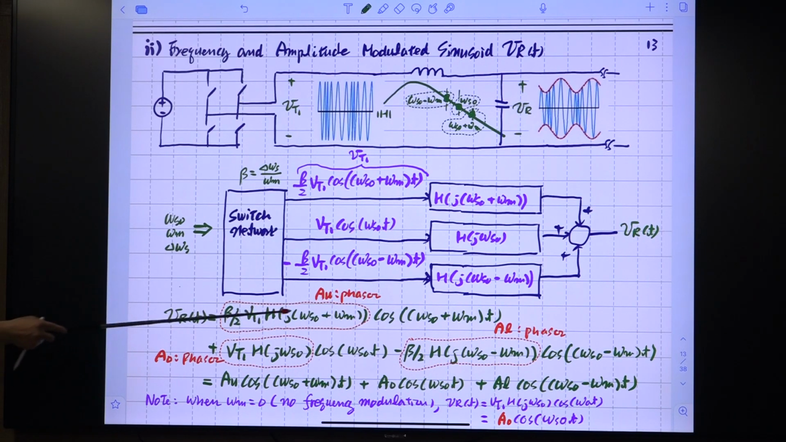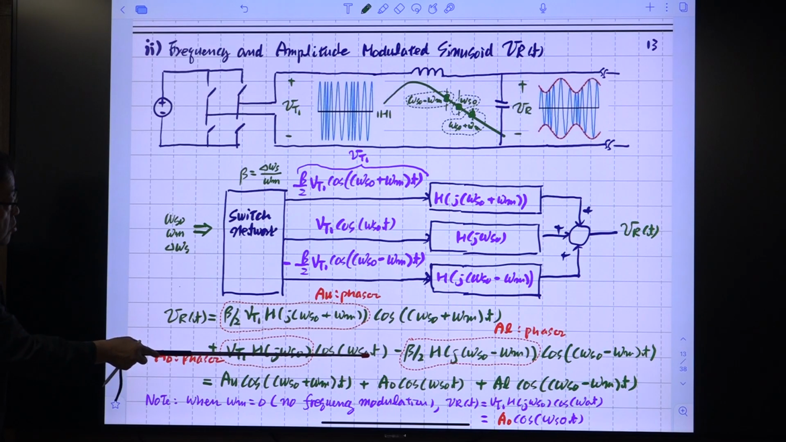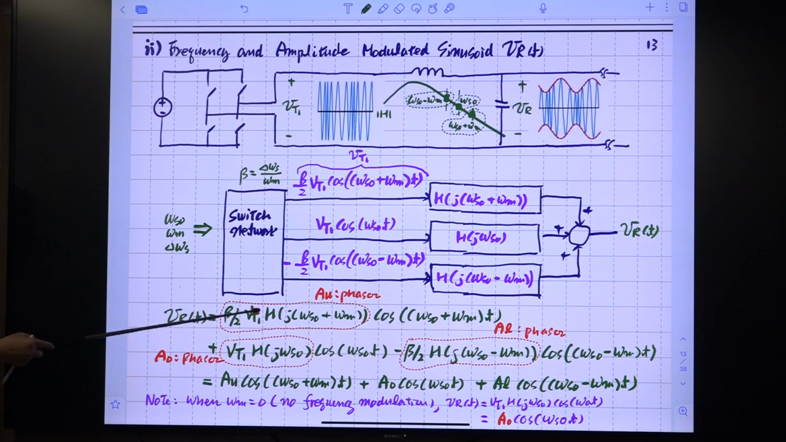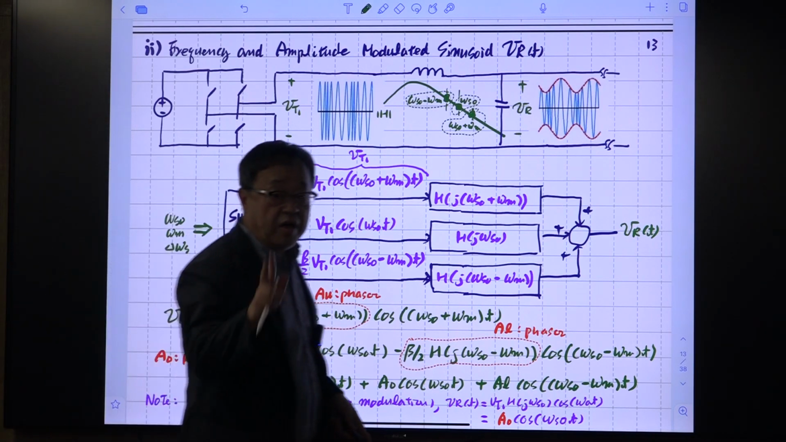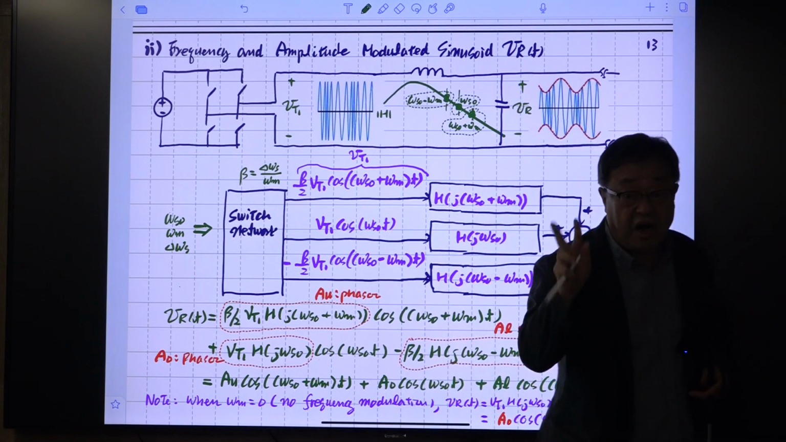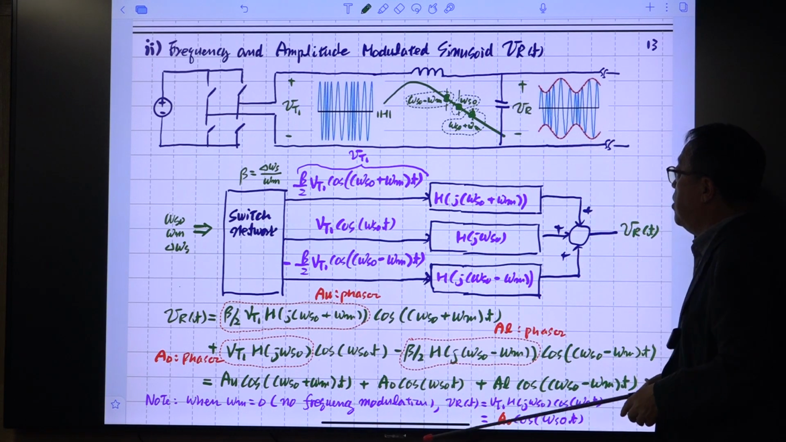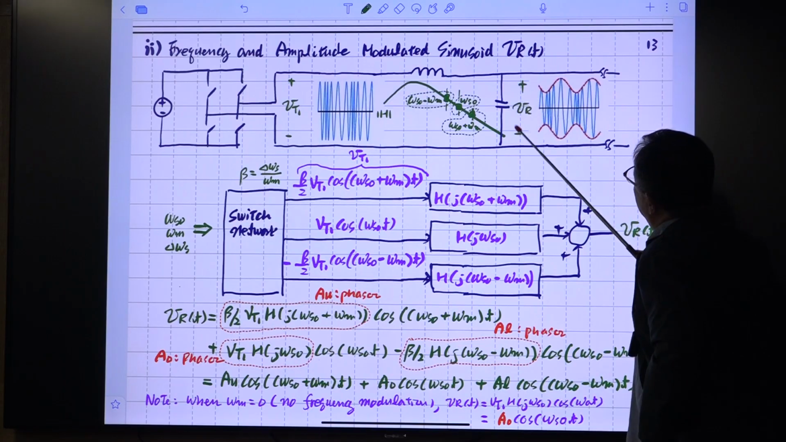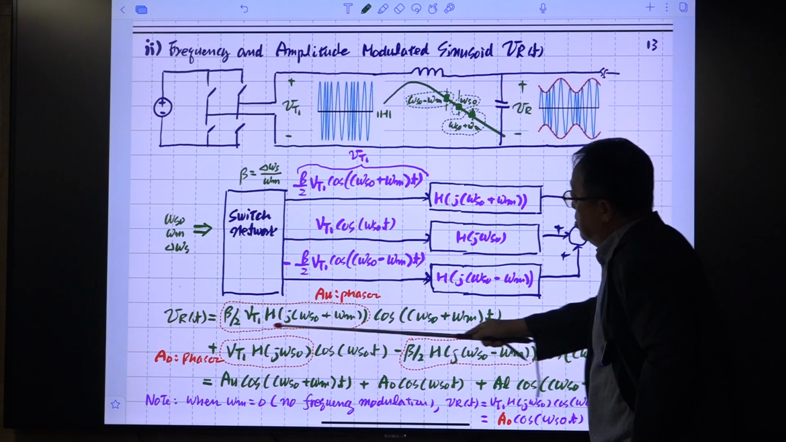Then this is a sinusoid. This is a sinusoid, and this is what? This is a constant, right? This is a constant, but this is what? This is a phasor. So we have one phasor here. It has magnitude and phase. It is a phasor, a complex number. We have another phasor. We need to consider three phasors now, and some of them are the time domain expression of this VRT.